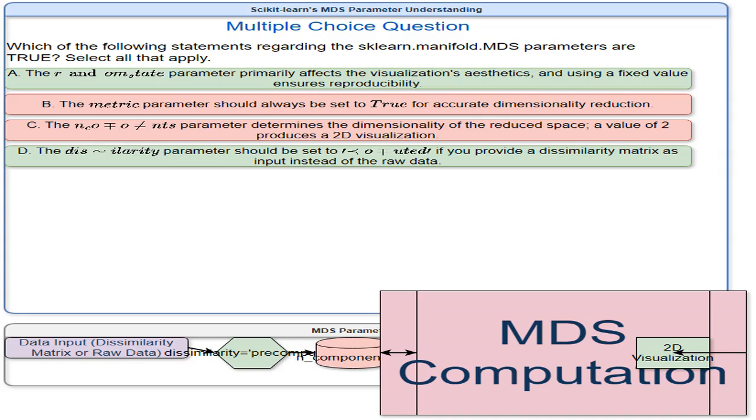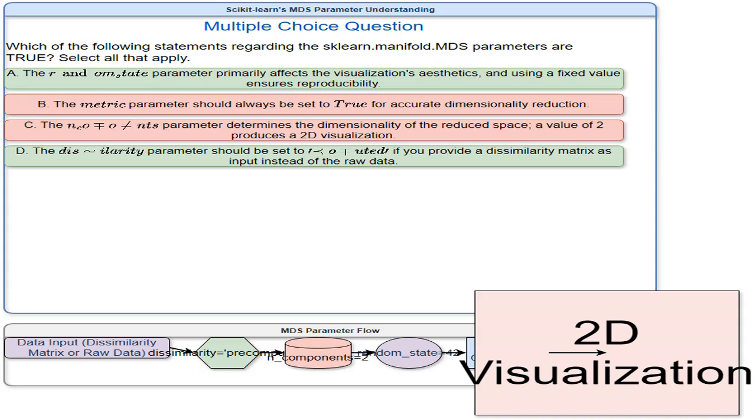Once you feed in the data and specify the correct parameters, MDS performs its computation to reduce the dimensionality of your dataset. It applies algorithms to create a new representation of your data which preserves the important distances. After the computation, you have a 2D representation of your high-dimensional data. You would then use other tools to visualize this. For example, a scatter plot can show the positions of your data points in this new 2D space.